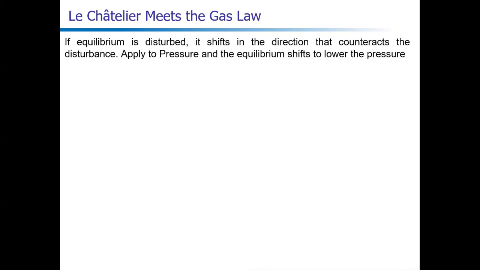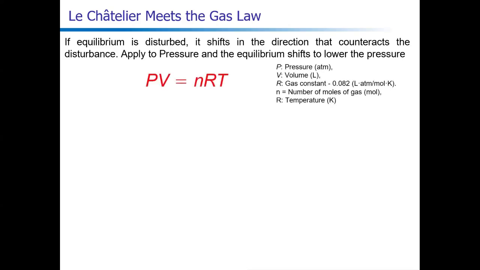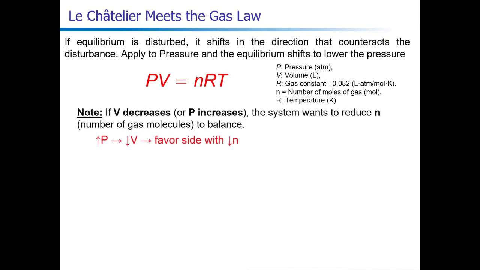Let's now apply Le Chatelier's principle to pressure changes. We know that if a system at equilibrium is disturbed, it will shift to oppose the change and restore equilibrium. In the case of gases, we use what's called the ideal gas law, PV equals nRT, which relates pressure, volume, temperature, and the number of moles of gas, where P is the pressure in atmospheres, V is the volume in liters, n is the number of moles of gas, R is the gas constant, and T is the temperature in Kelvin.